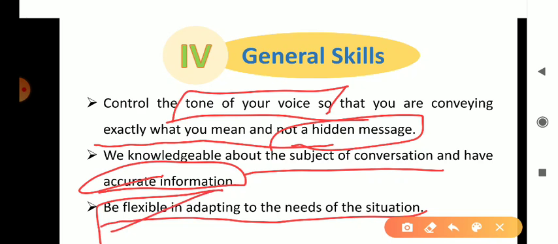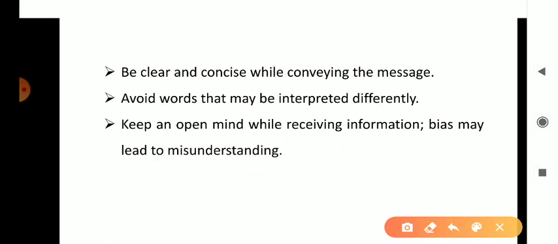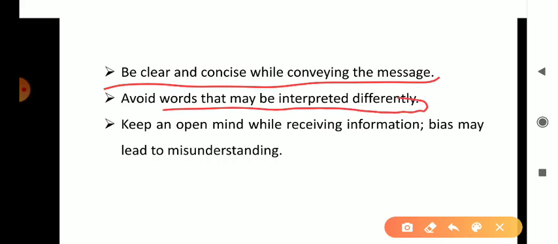Next we'll see be clear and concise while conveying the message. Yes, we have already seen in the 7 C's that the message has to be concrete, and a concise message has to be delivered to the receiver. Avoid words that may be interpreted differently. Means we shouldn't use a word that can be misinterpreted by another person.